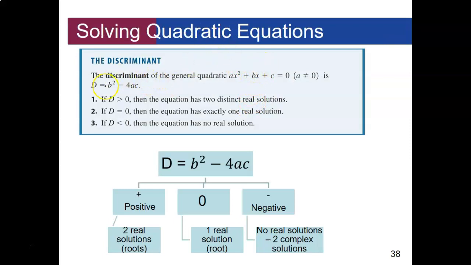Okay, the part underneath the radical is called the discriminant, and this tells us how many solutions we would expect. So if we calculate this b squared minus 4ac part, you can see that if it's positive, you're going to have 2 real solutions. If it's 0, you have 1 real solution, and if it's negative, you have no real solutions, which would mean you have 2 complex solutions.